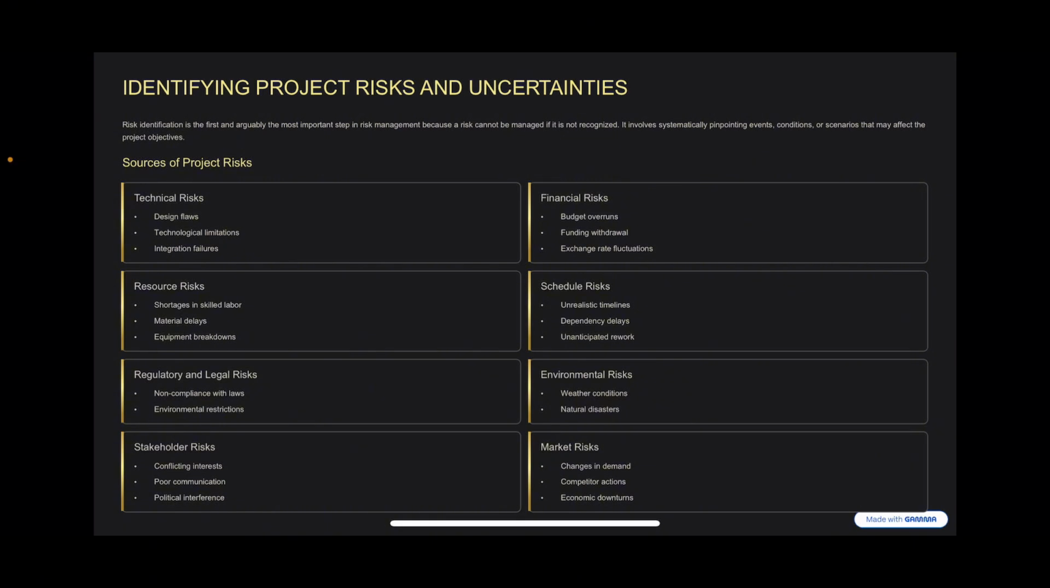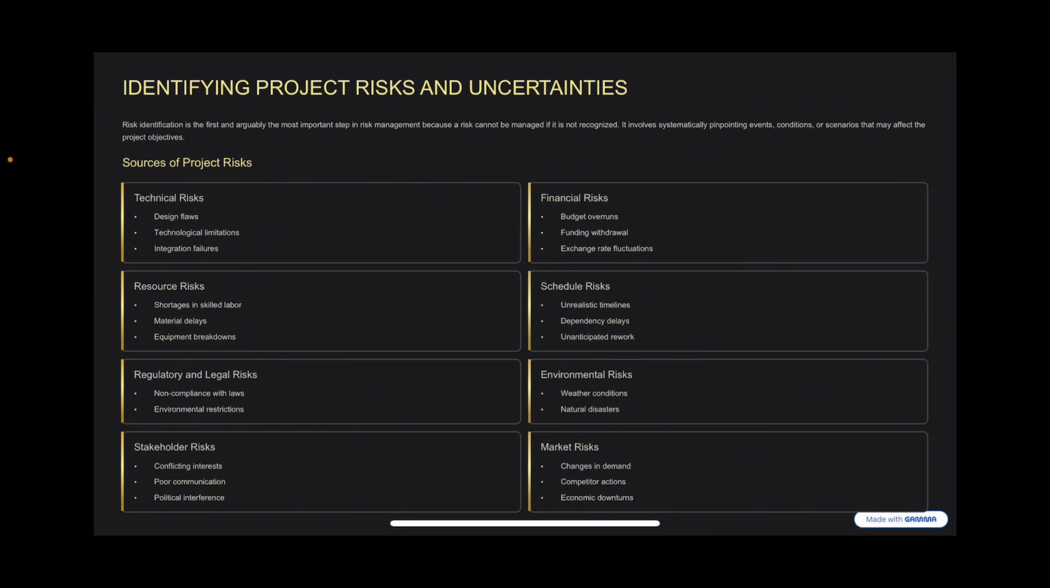You have dependency delays, which can be checked using Gantt charts, where event A depends on event B being completed, and that depends on event C being completed. Then we have unanticipated rework. Yes, this is work which had to be done because it was not properly done at the initial stage.